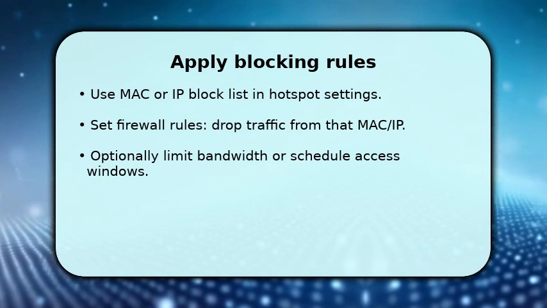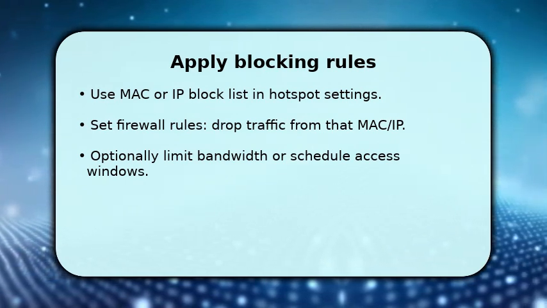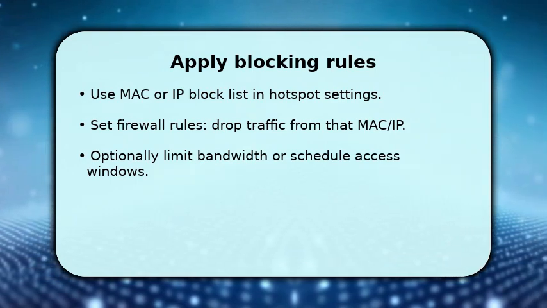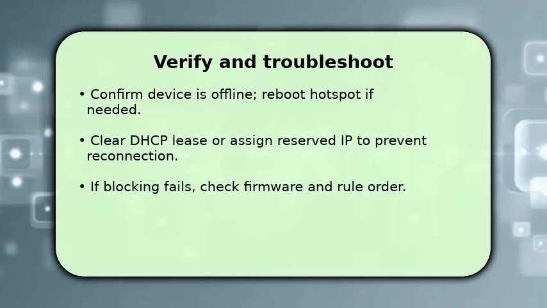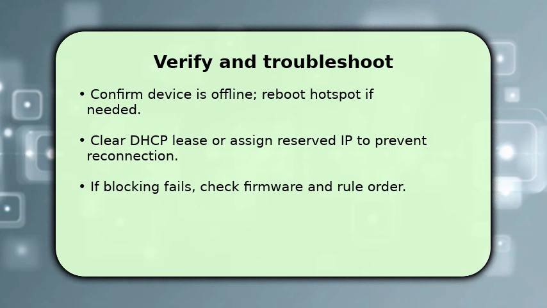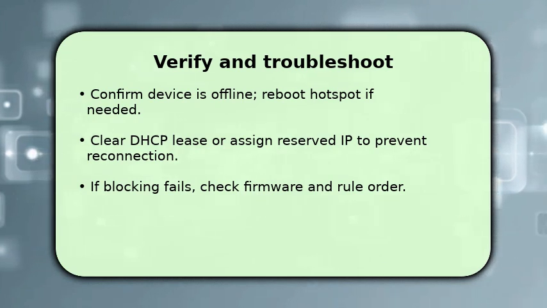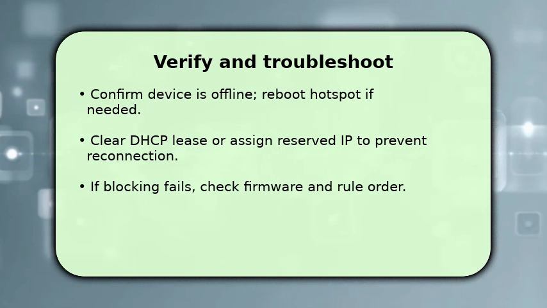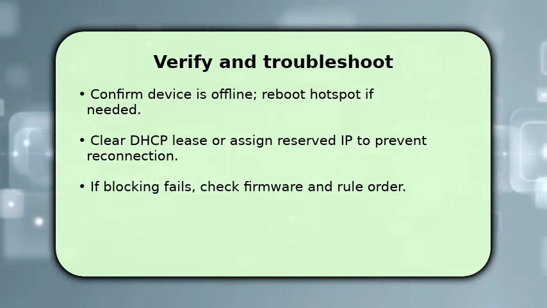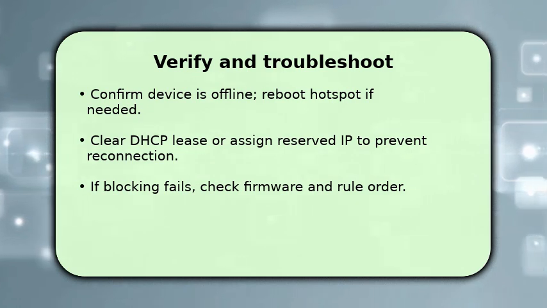If you prefer softer action, set a bandwidth cap or restrict internet time windows. And finally, confirm the device is disconnected by checking the connected list and testing uplink. If it remains online, reboot the hotspot and clear the DHCP lease to force reevaluation. Make sure your block rule is higher priority than any allow or guest rules. Misplaced rules are the most common failure.